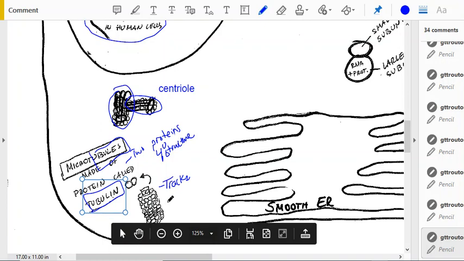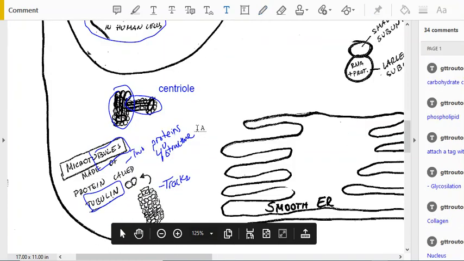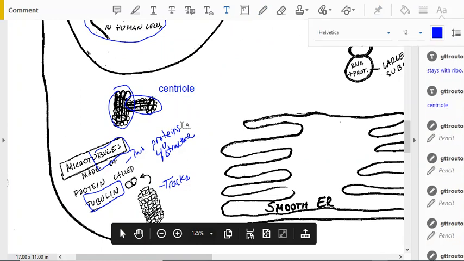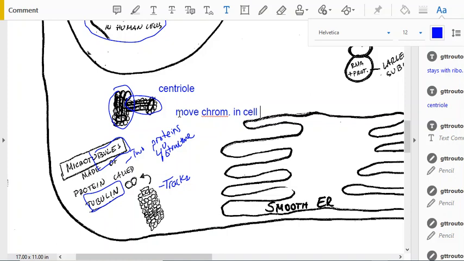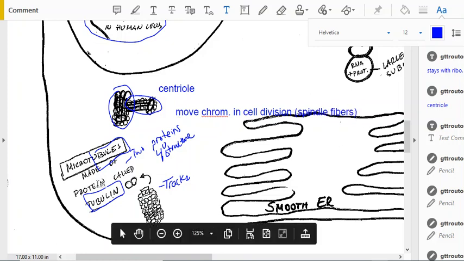And then I'm also going to type this one, it's a little bit longer. I am talking about all of this, the microtubules. I'll say move chromosomes in cell division. Say spindle fibers. So really, I know it's kind of in the smooth ER here, but it's really talking about the microtubules in the centriole.